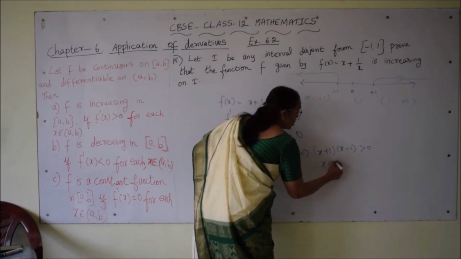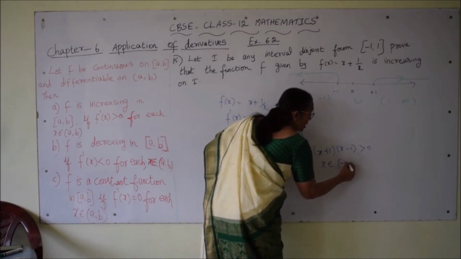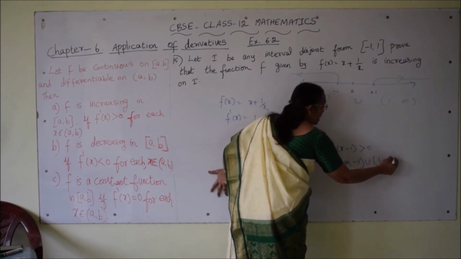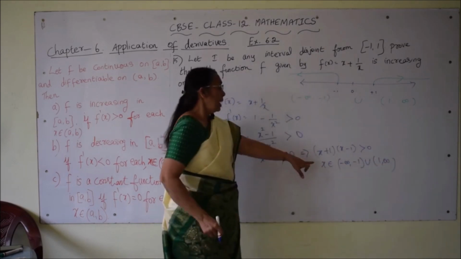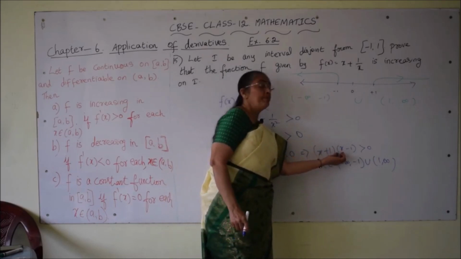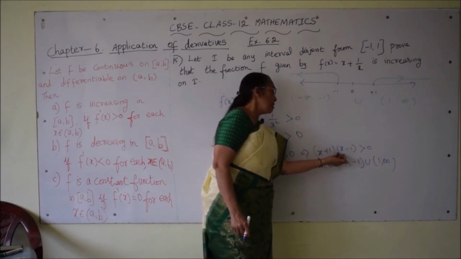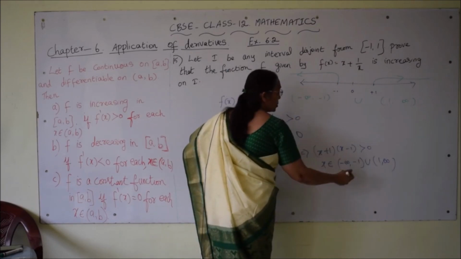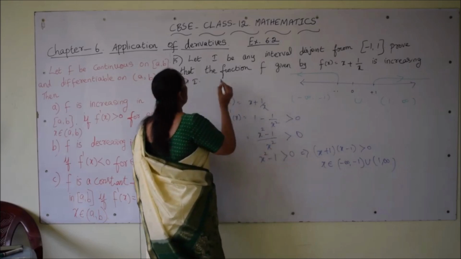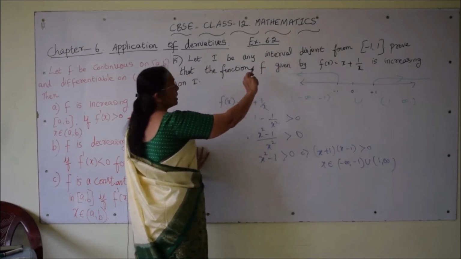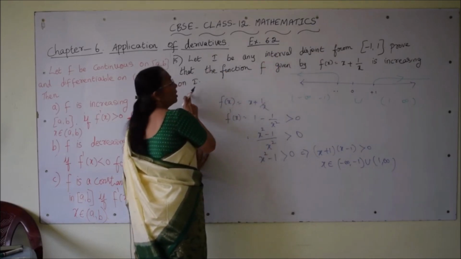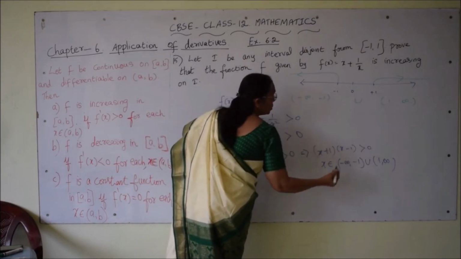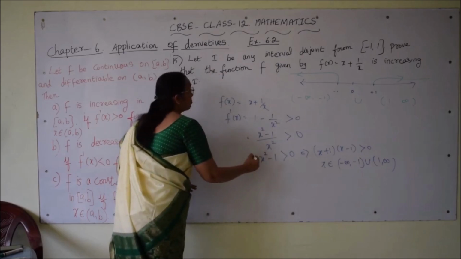So, by the inequality properties, x plus 1 into x minus 1 greater than 0 implies x belongs to minus infinity comma minus 1 union 1 comma infinity, that is, x takes the values away from this interval. X will not take the values which are between minus 1 and plus 1. So, that is what our proof is. We have proved that the function is increasing on I, that is minus infinity comma minus 1 union 1 comma infinity.